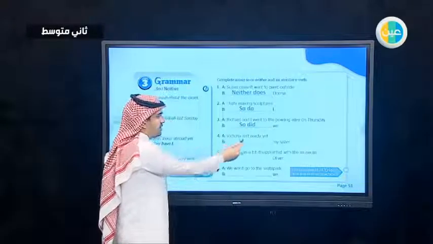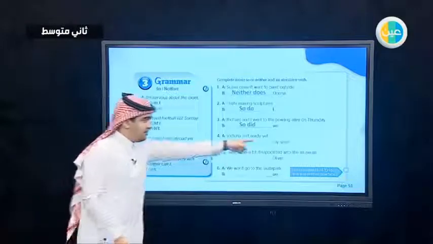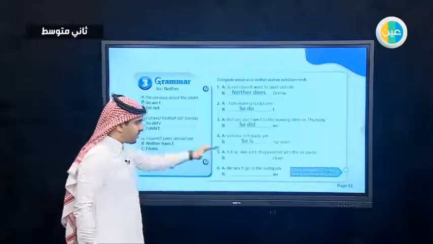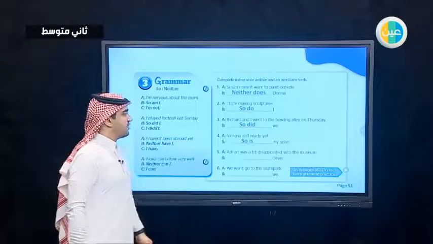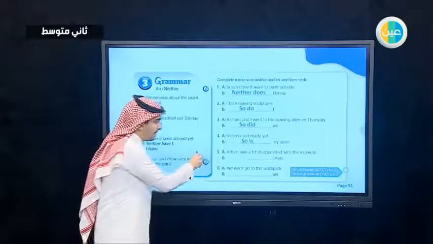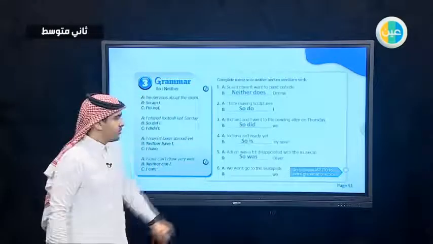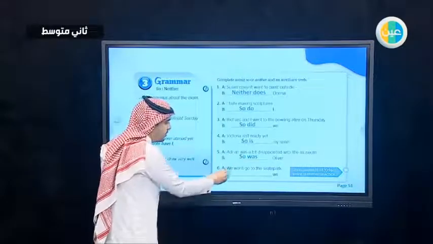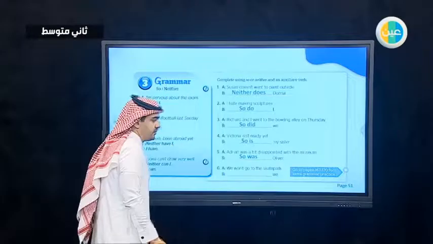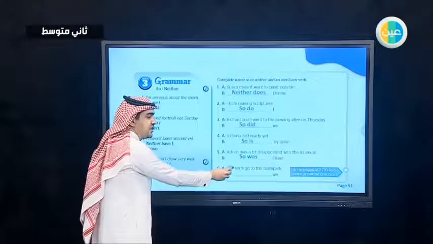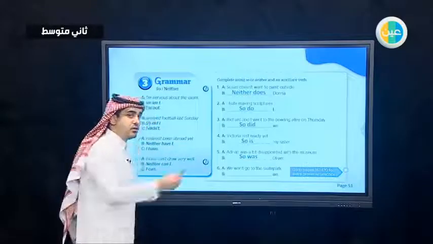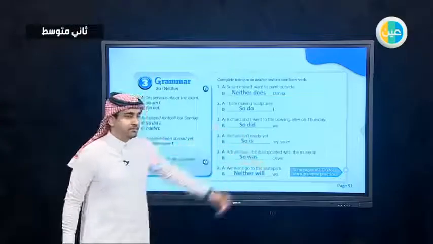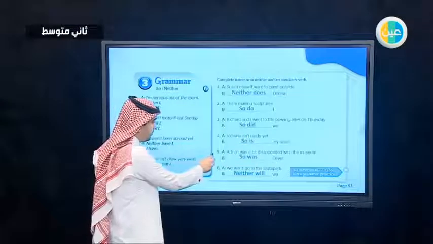Number four, Victoria isn't ready yet. My sister, so I would say, so is my sister. The same thing goes with number five. Adrian was a bit disappointed with the museum. So was Oliver, because this is in the past and this is also in the past. Number six, we won't go to the skate park. This is a negative statement, so I will use neither this time. So neither will we. So neither with the future tense. I hope this makes sense.